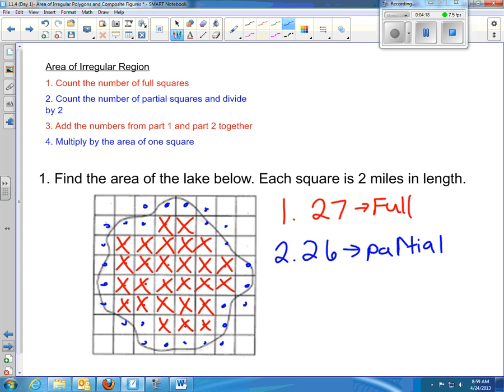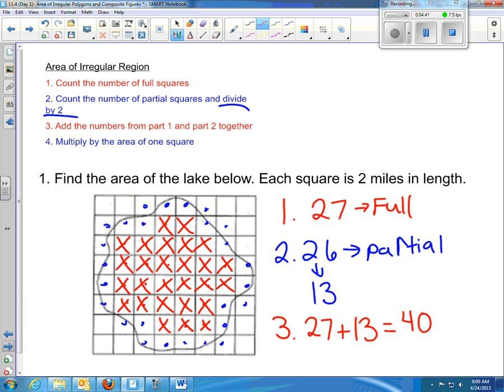But remember that we need to divide that by 2. And so dividing 26 by 2, I get 13. All right, let's go back to step 3 now. Step 3 says add the numbers from part 1 and part 2 together. So I'm going to add my full plus half my partials. And if we add those together, I end up with 40.